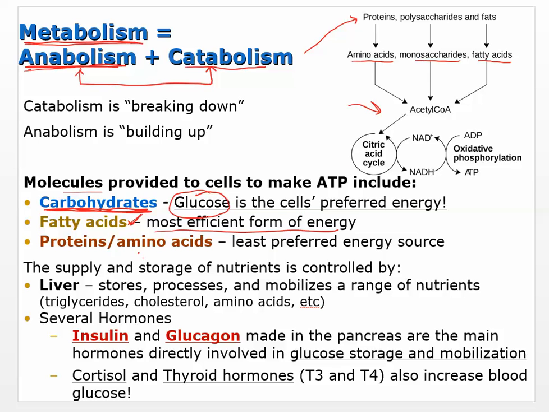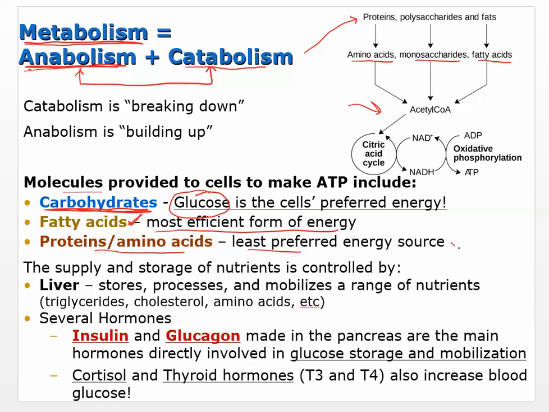Now, last and least actually are proteins and amino acids. Your body really doesn't want to break down and use proteins and amino acids as energy. It can do it, but it doesn't want to. It's the least preferred. So this is a lot of times what you see in these old pictures of POWs that have been starved for a very, very long time, and they actually will start breaking down muscle tissue, taking proteins and amino acids from muscle tissue and using those as energy.